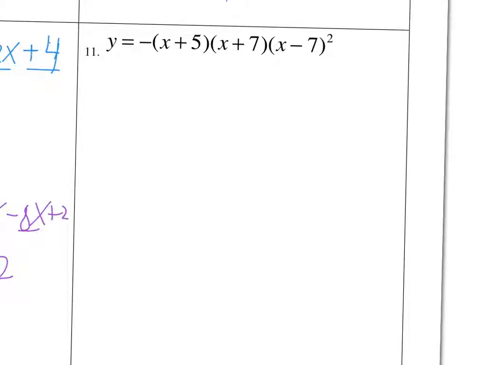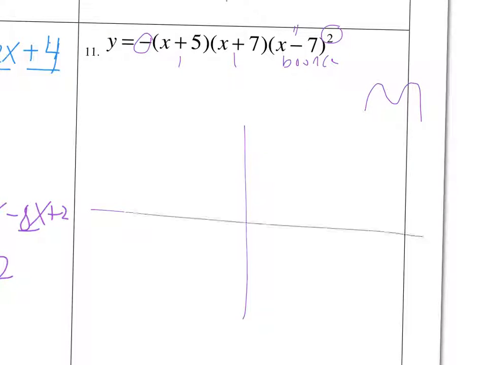Last one of these. A couple things going on. First off, I've got 1 of multiplicity 2. That's going to be a bounce at this location. I've got 1, 2, 3, 4 things, so I should have some kind of a W. The negative suggests that my W will be going down. And let's see what we get out of our graph.